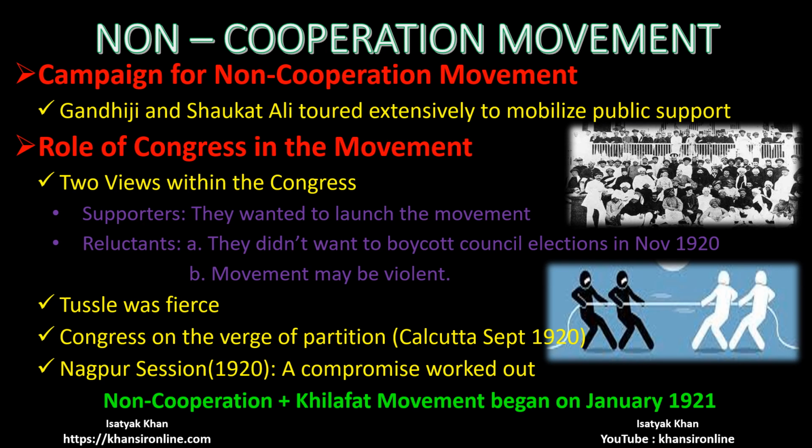Gandhiji tried to convince the Congress, but meanwhile, Shaukat Ali and Mohandas Karamchand Gandhiji traveled throughout the country and tried to convince the people that this movement will be launched. The people were supposed to support them, and of course Gandhiji got good support from the people. Then there was a big challenge left: to convince the Indian National Congress to launch one such movement.